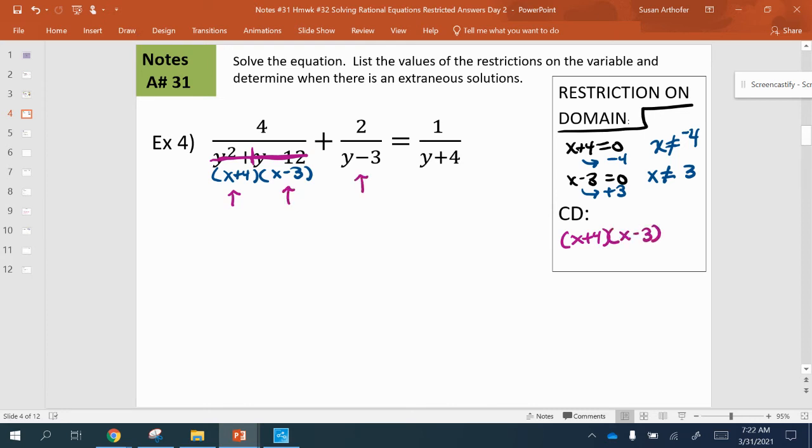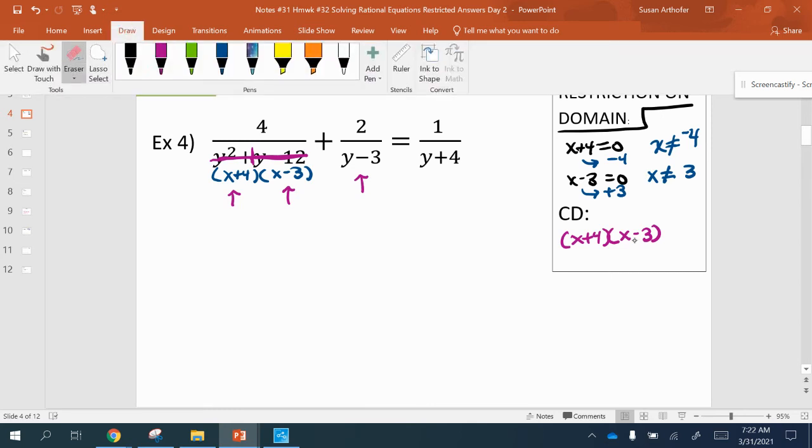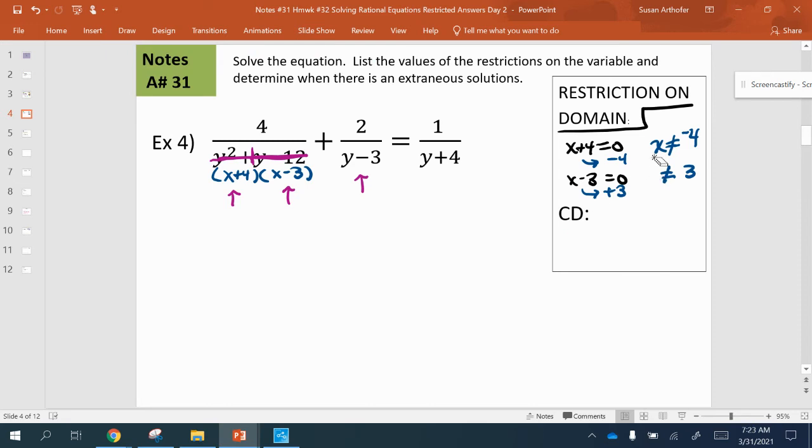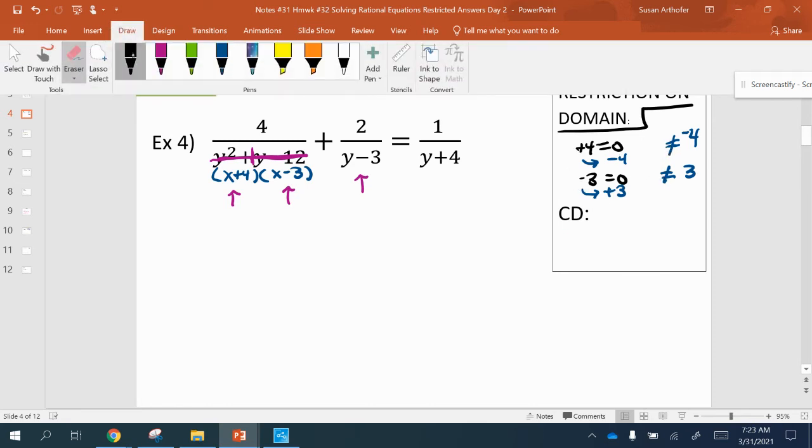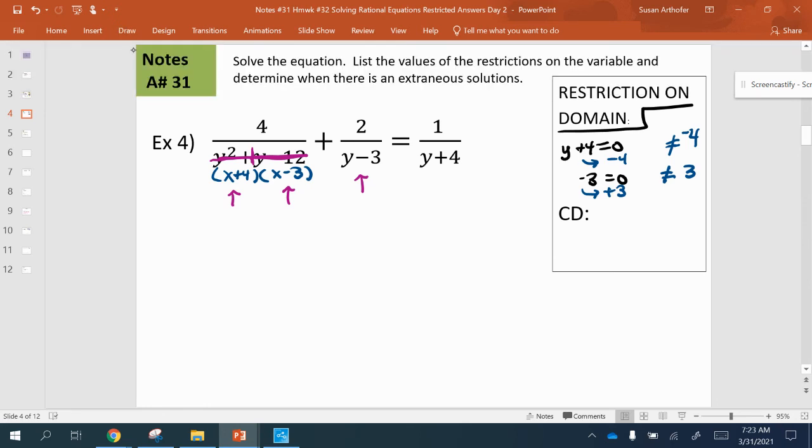Oh, sorry, I'm writing X's and they're supposed to be Y's. My apologies. Let me fix that. Okay. I should fix them in here too, huh?